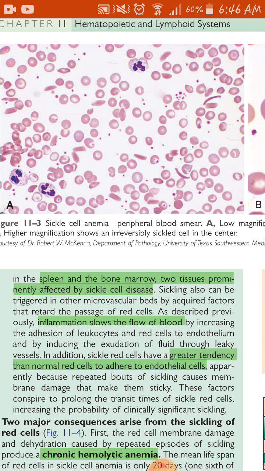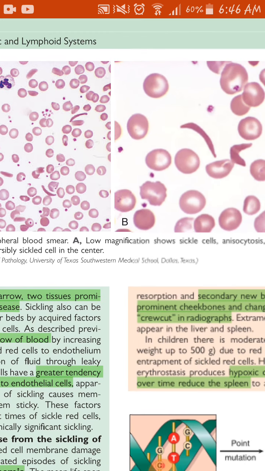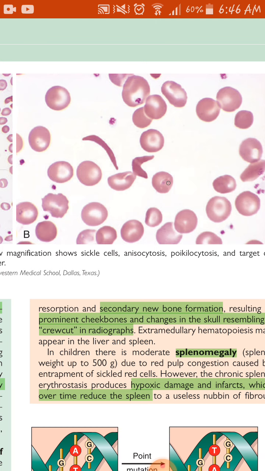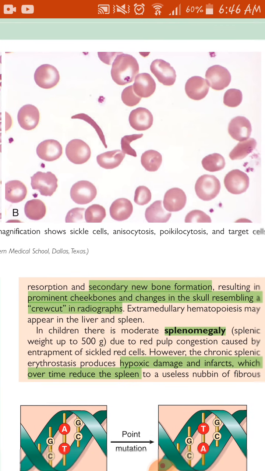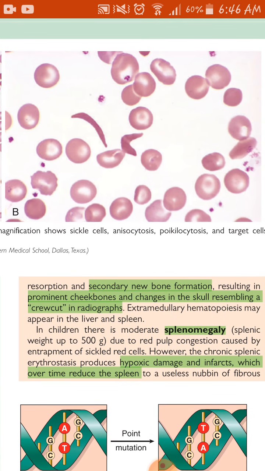Now here we can see a blood smear of a person who is suffering from sickle cell disease, and in this blood smear we can clearly see sickle shaped cells. These are the sickle shaped cells. Similarly, here we can see sickle shaped cells. In addition to sickle shaped cells, there is anisocytosis. The word anisocytosis means that the red blood cells are of different sizes. Here we can see some red blood cells are smaller and some are larger. Then there is poikilocytosis.